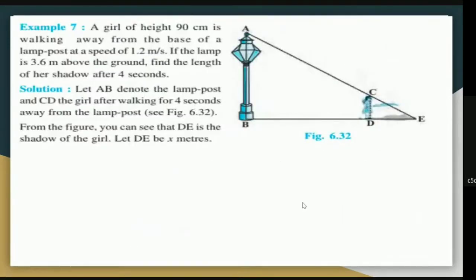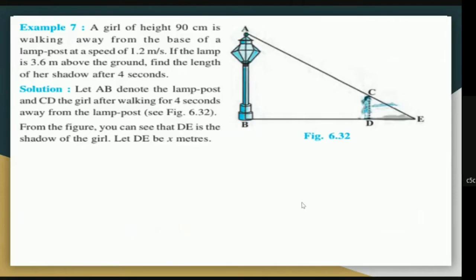Example 7. A girl of height 90 centimeters is walking away from the base of a lamp post at a speed of 1.2 meters per second. If the lamp is 3.6 meters above the ground, find the length of her shadow after 4 seconds. So what do we have here?